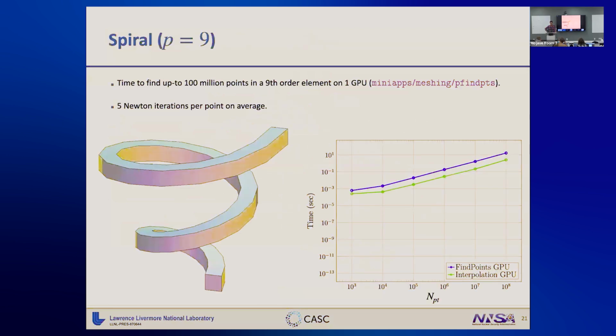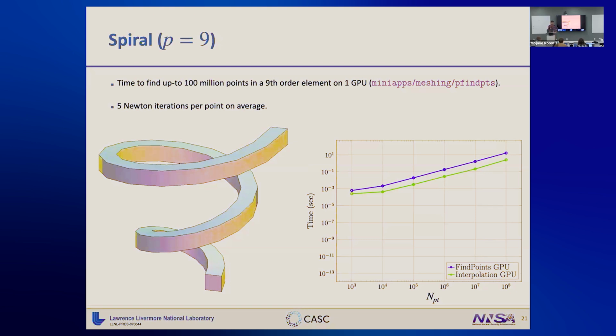Okay, moving on to the interesting part, the results. So this first example is somewhat academic. We have a really high order element, a 9th order spiral, and the idea is to just show you how fast this is. Okay. Just to clarify, this is one element. Yeah, just one element. But I love high order elements.